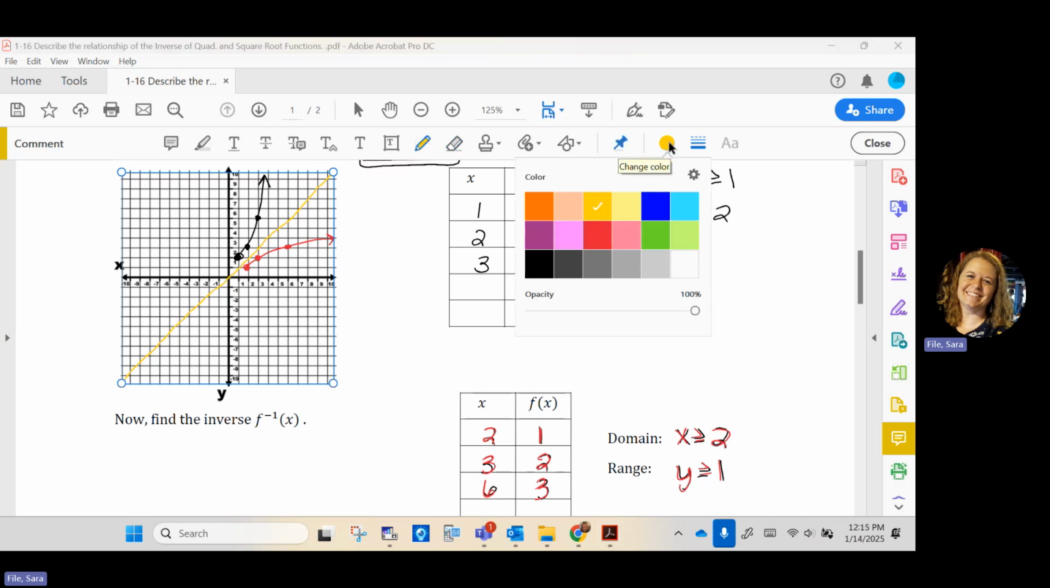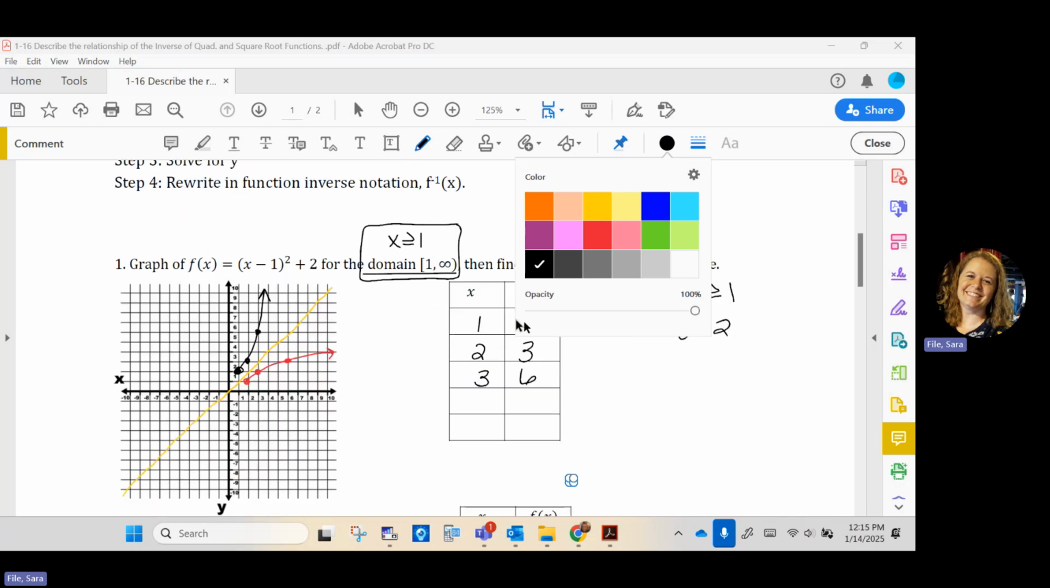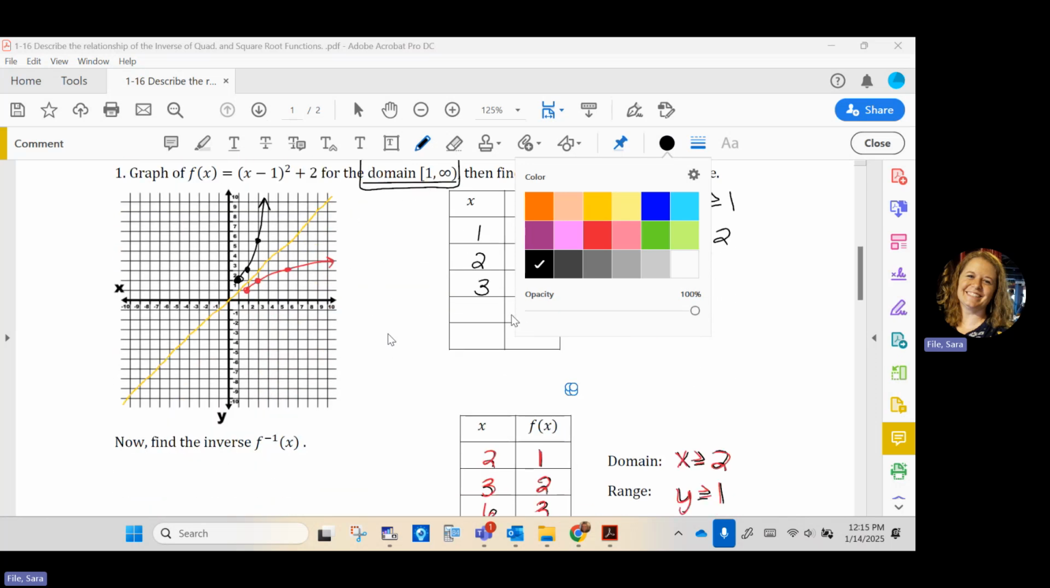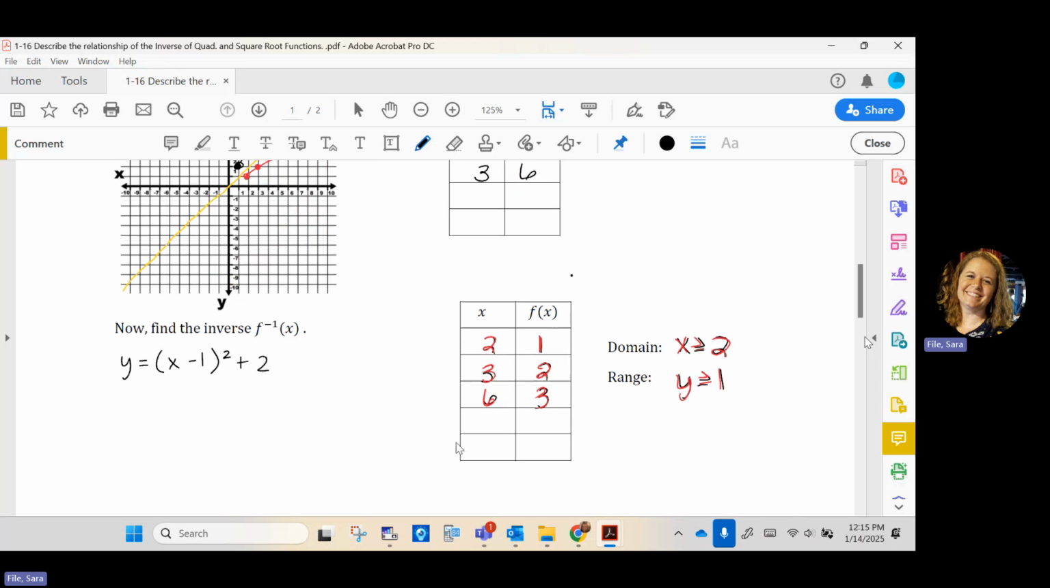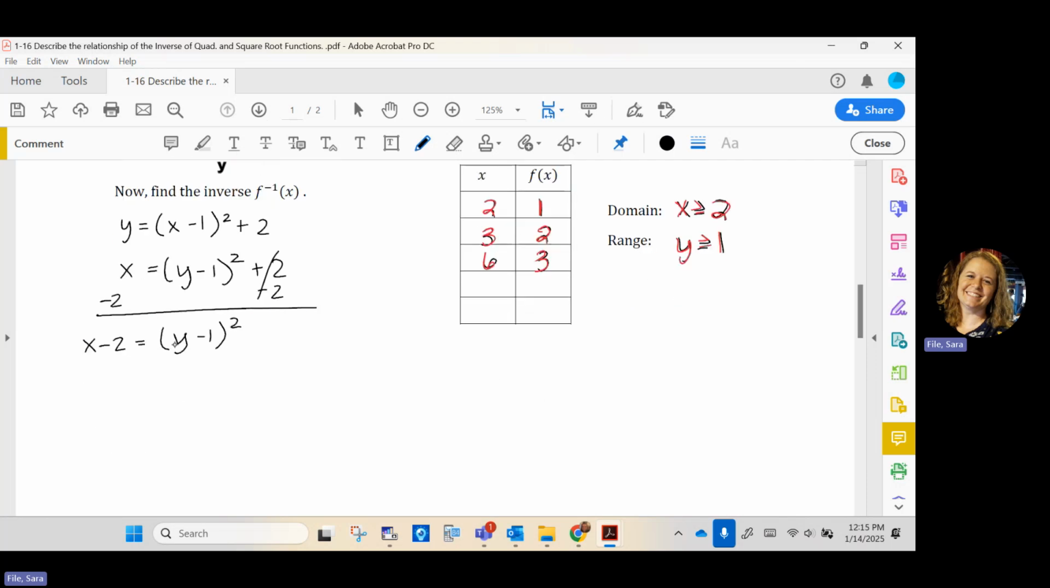But to actually find the inverse, I'm going to follow those steps written above here. I'm going to change that to be y equals (x minus 1) squared plus 2. Now I'm going to switch the x and the y. Then I'm going to solve for y, so I want to isolate the y. I'm going to move this 2 over by subtracting. Can't combine those, so just leave it as an expression. Now I need to get rid of the square, so I'm going to take the square root of both sides.